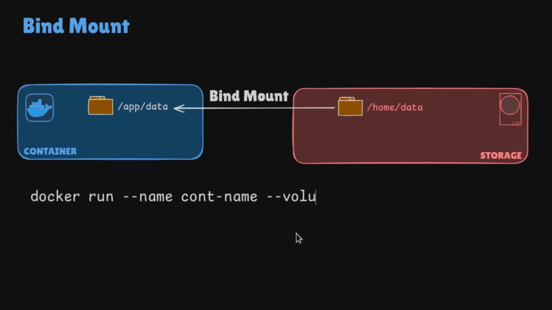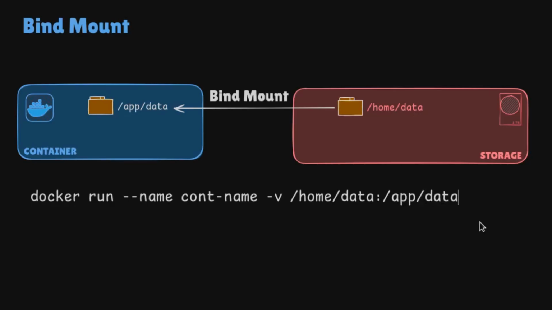There is another option other than volume, which is --mount. You can also use this option, but both have different syntaxes. Out of these two, volume is mostly used. Instead of writing volume completely, you can use the short form -v. Then you put the host path here. In our case the host path is home/data, the directory path in your host machine. Then you put a colon and then the path within the container, that is app/data.